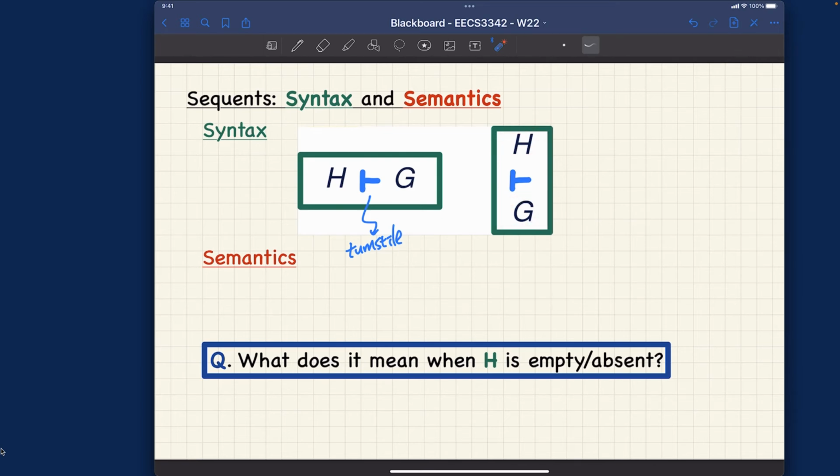Just notice that whether you write it this way or this way, the left and the top refer to the same thing, and the right and the bottom also refer to the same thing. That's why I'm using the same symbol. But now we need to know exactly what they really mean, right? Let me go over the bullet points and then I'll come back to the slide to do some annotation. So far, we only learned that this symbol is called turnstile, right?